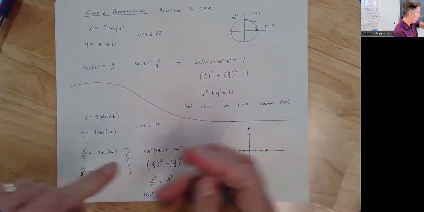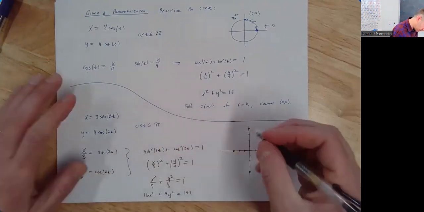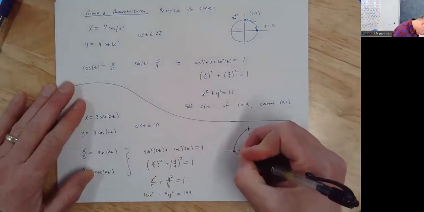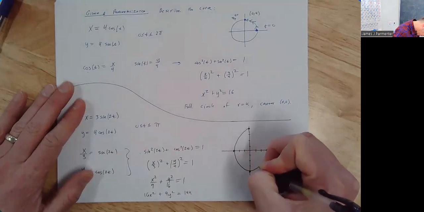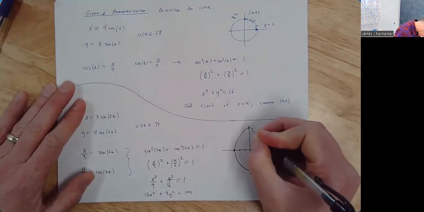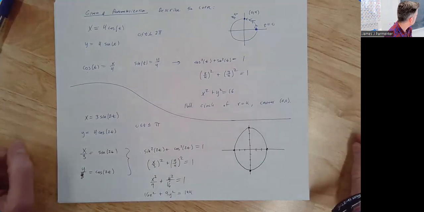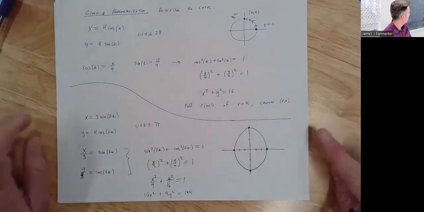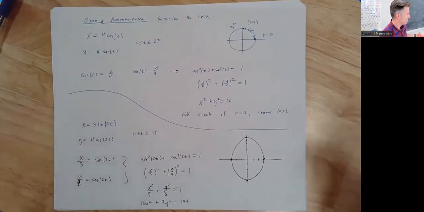And this ellipse is kind of elongated along the y-axis a little bit. Pretty good drawing.